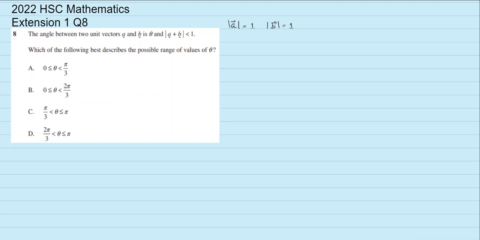And then we have one more vector, which is the summation of these two vectors. And the condition is that the magnitude of vector A plus B is less than 1. And then we have the options. Which of the following best describes the possible range of values of theta? So let's see how to arrive at a solution.